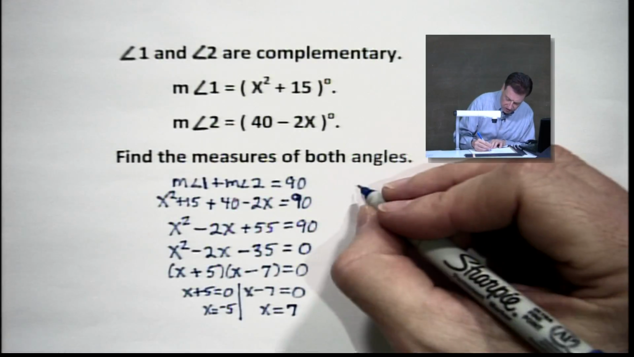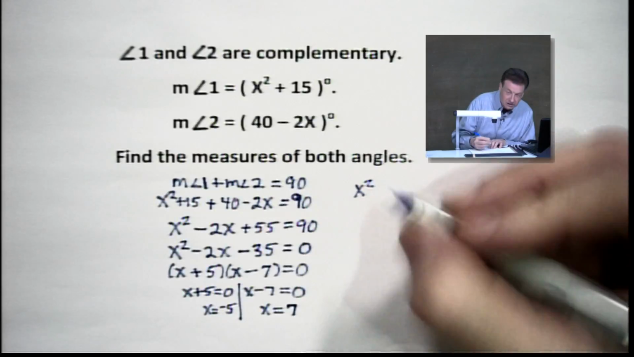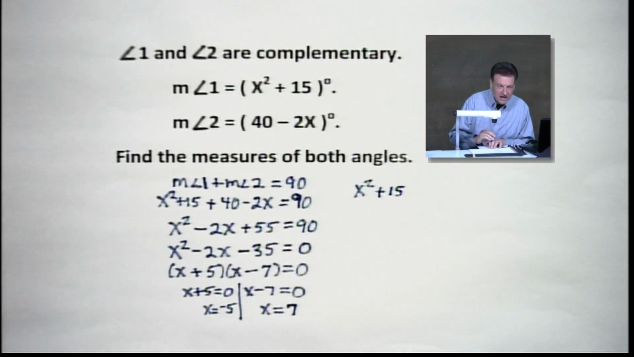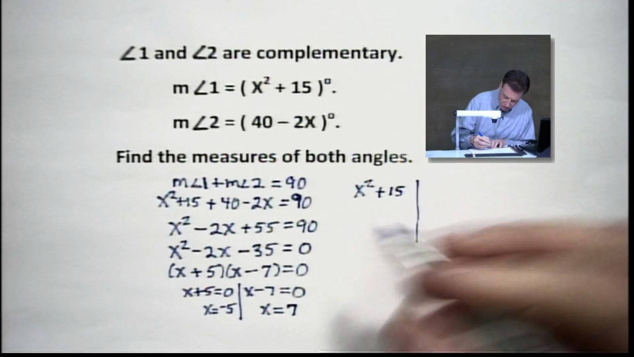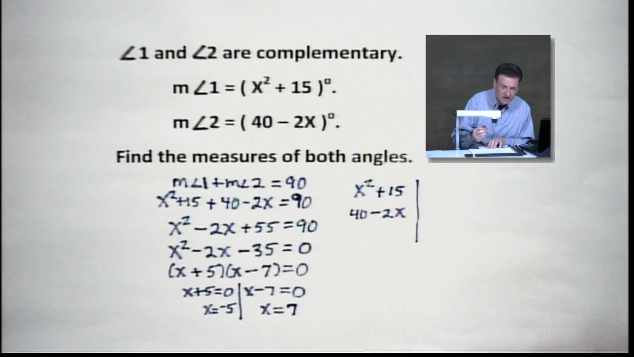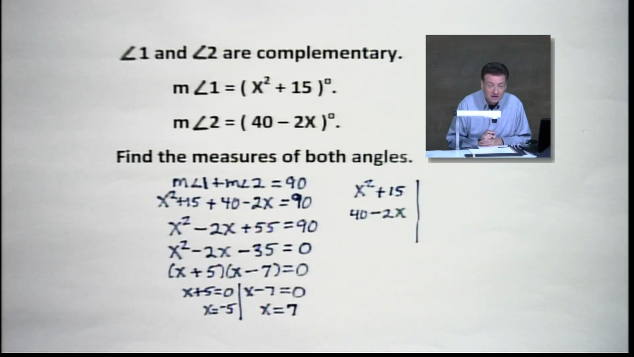So first of all, we're going to come back up here. We're going to write x squared plus 15, and we're going to also work with this 40 minus our 2x. Y'all got it there? We're going to check. Do they work? It could be I could have possibly picked up an extraneous answer. I don't know. Not until I check. All right?